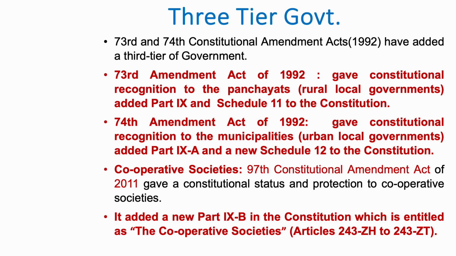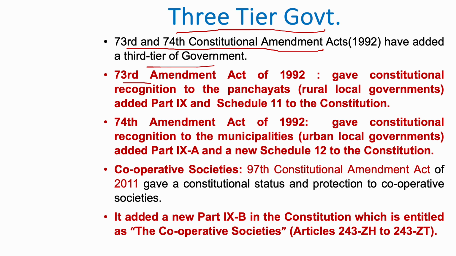Hello, today we'll study about the three-tier government system. In the 73rd and 74th Constitutional Amendment Acts of 1992, the three-tier government system was added.